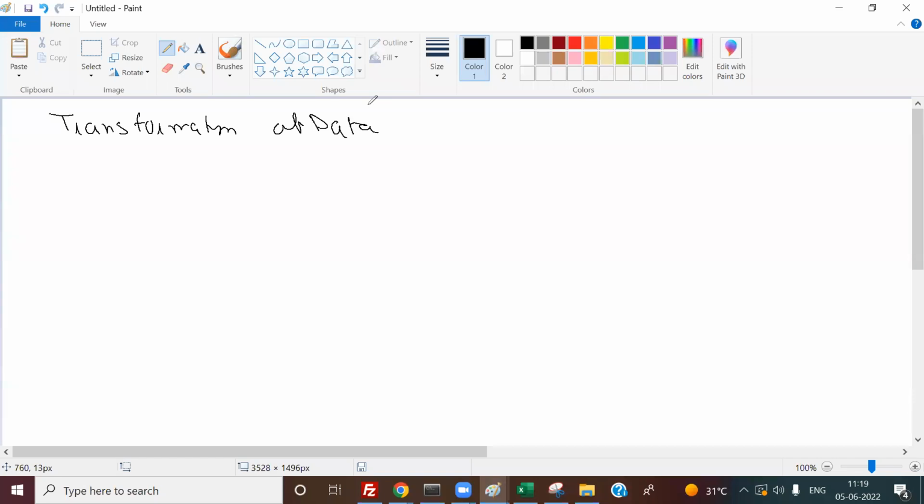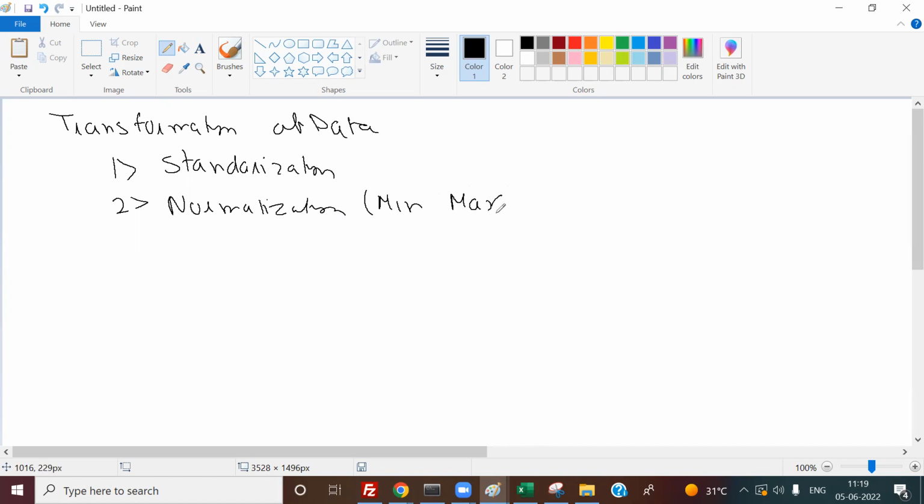Transformation of data. So normally we do two types of transformation. One is standardization. Now, since you understand what the mean and the standard deviation are, and another is normalization, which is also known as min-max scaling. Standardization, normalization.